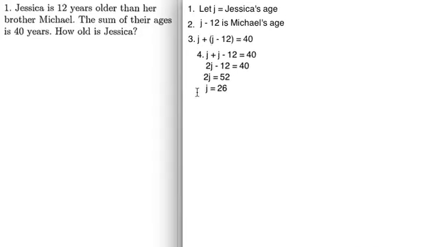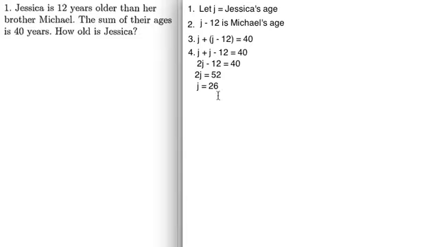Now once you do all that in step 4, you haven't finished the problem, right? You still have to say to yourself, does my answer make sense? If Jessica is 26, that's what my let statement is telling me J is. J is 26. If J is 26, then Jessica's 12 years older than her brother Michael. That means he would be 14. The sum of their ages is 40. I want to check. Does 26 and 14 together add up to 40? Yes, it does. Okay, so it looks like I've got the right answer.